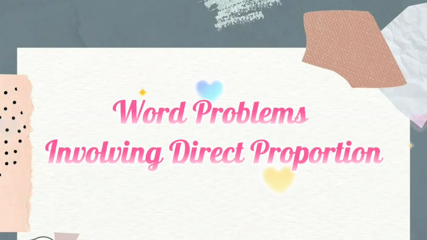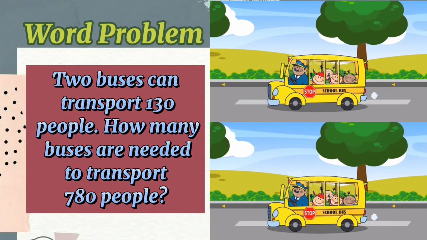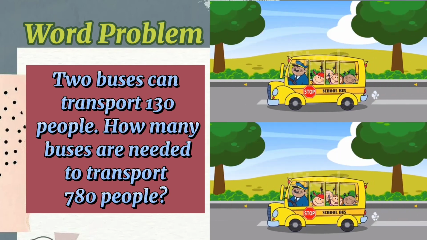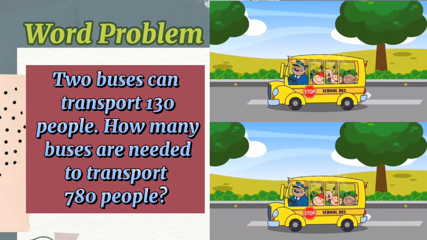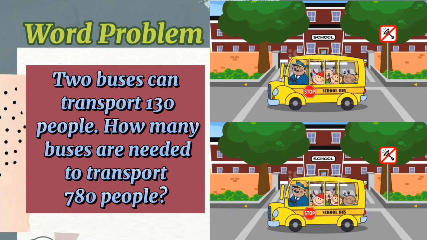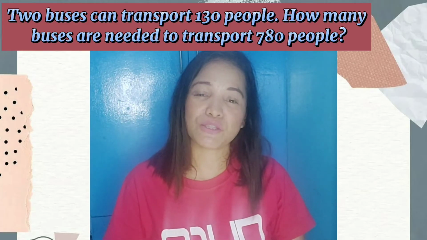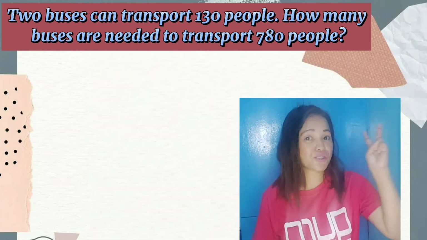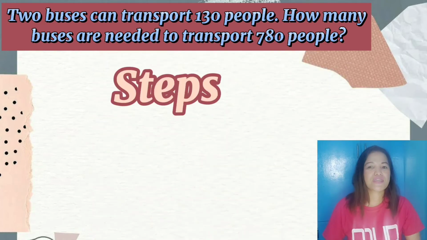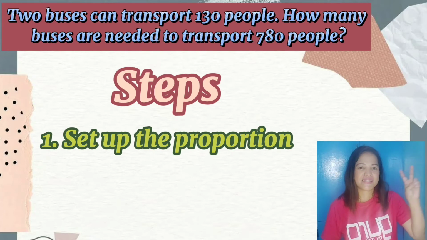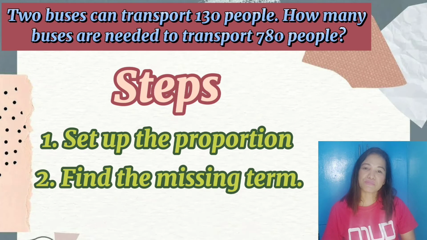Now, let us try to answer some word problems involving direct proportion. Problem 1. 2 buses can transport 130 people. How many buses are needed to transport 780 people? At para masolve natin ang ating problem about the direct proportion, we have to follow these 2 steps. First is set up the proportion. Second, find the missing term in a proportion.